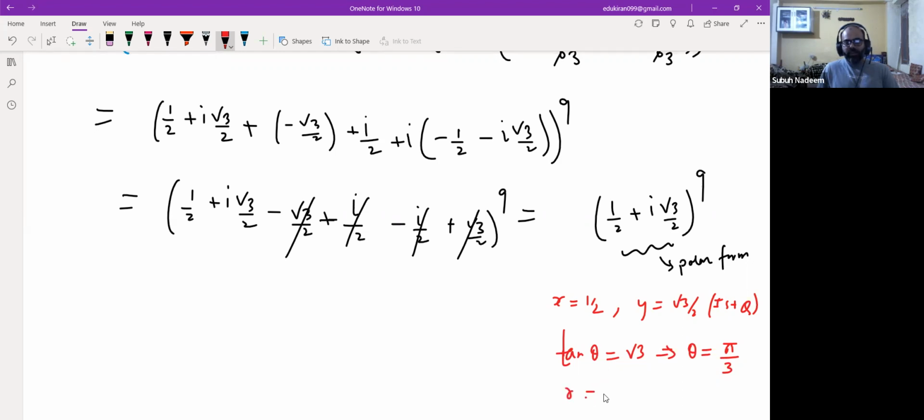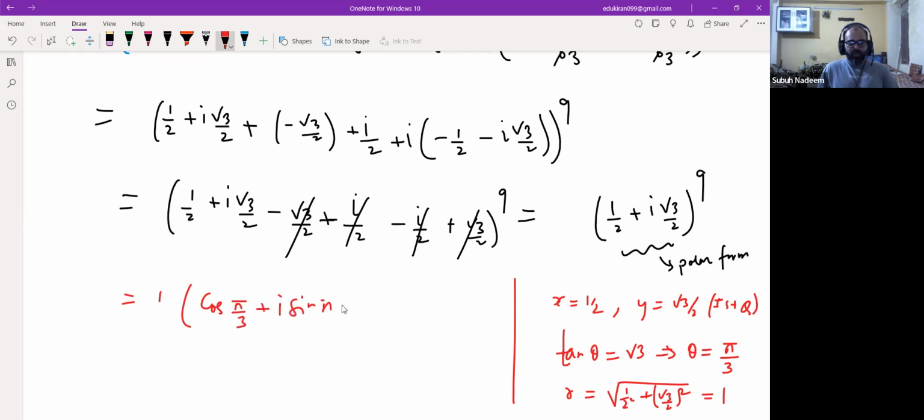Now r is root over x square plus y square. So 1 by 2 square plus root 3 by 2 whole square. This will be 1. So this is going to be 1 times cos pi by 3 plus i sin pi by 3, to the power 9.